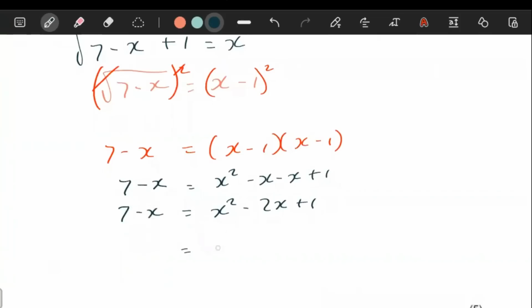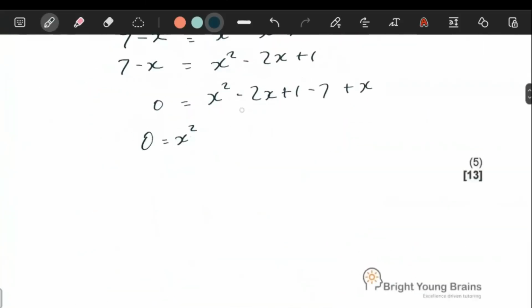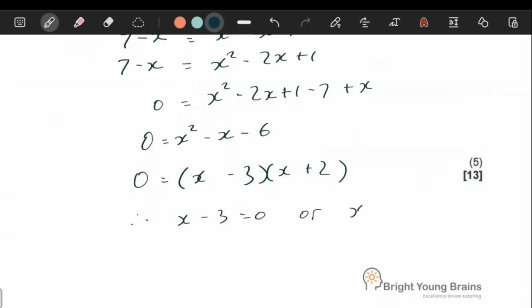And then everything on one side: x squared minus 2x plus 1, 7 on the other side, and x on the other side also. Then you have here x squared, this and this gives you a negative x, and 1 minus 7 gives a negative 6. Fortunately, it looks like you can factorize, because the factors of 6 that give us a 1 are 3 and 2. To get minus 1, you have to say minus 3 plus 2. There you go.